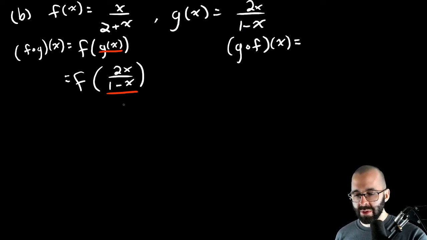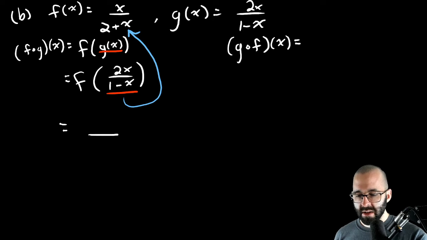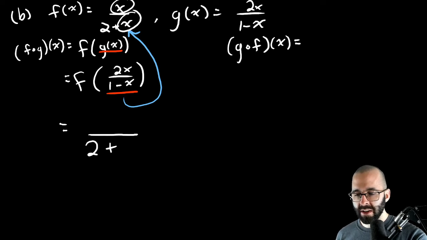And then what we need to do is plug this into f. Everywhere in f that there's an x, we're replacing it here and here with what's inside: 2x over 1 minus x, 2x over 1 minus x.